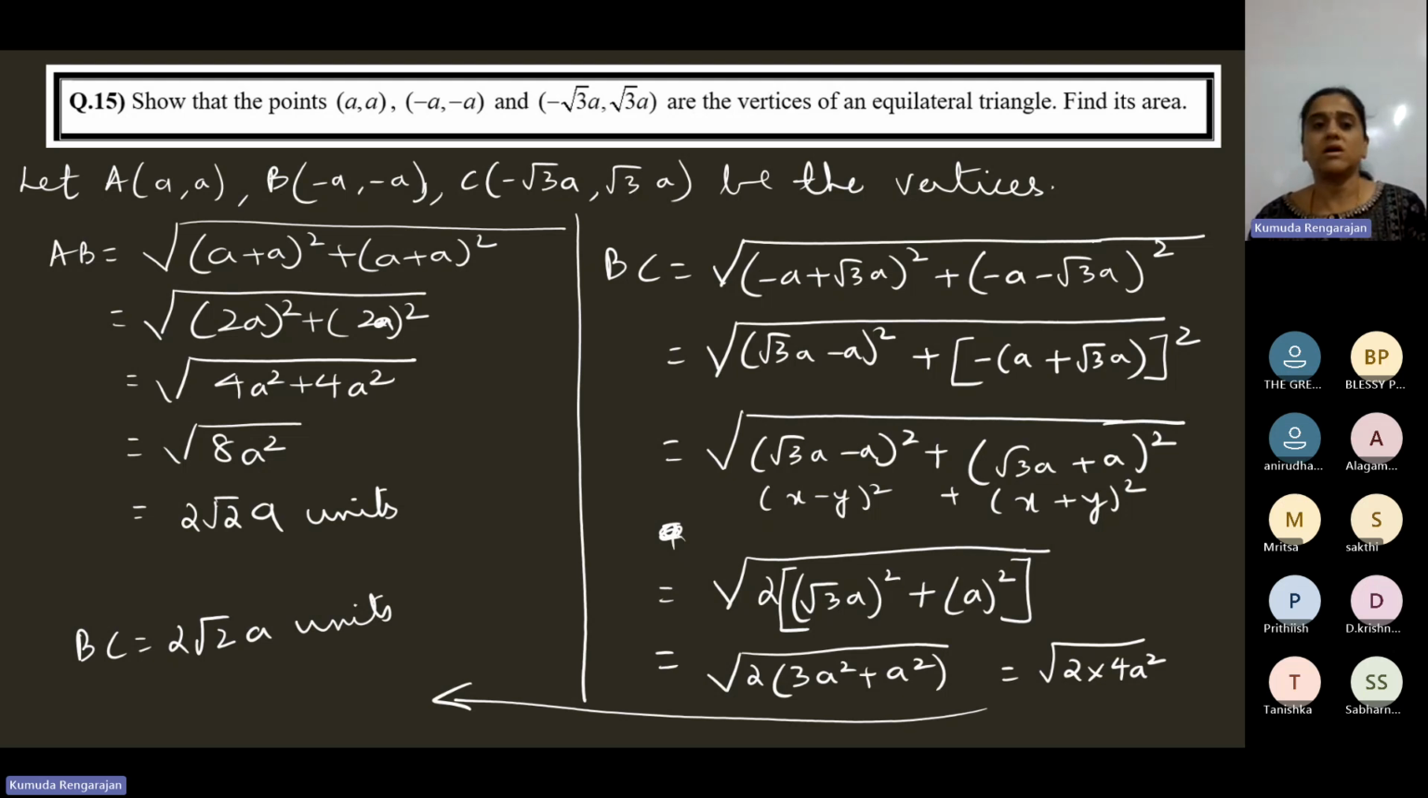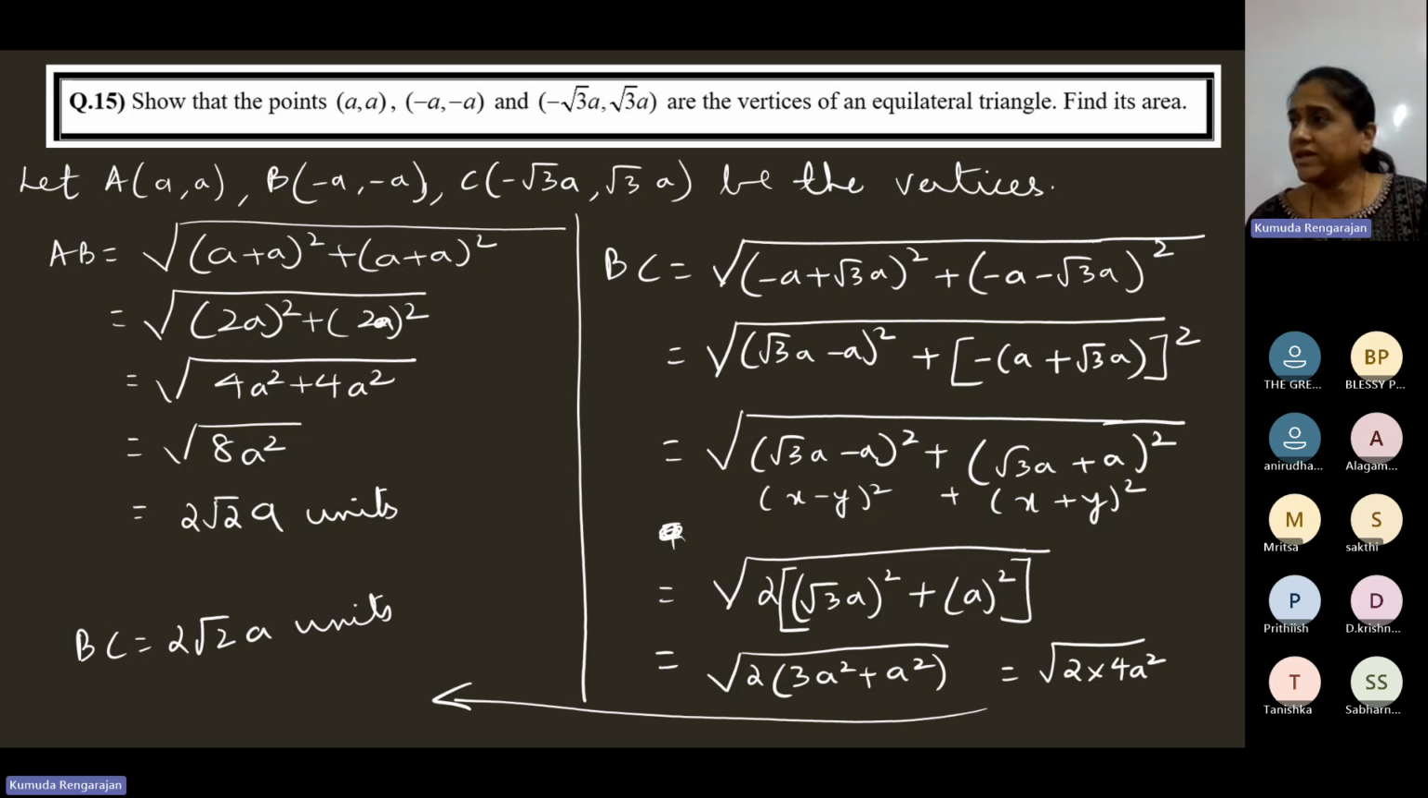So how do you show that they are the vertices of an equilateral triangle? We are given 3 points, right? How do we show that these 3 points are the vertices of an equilateral triangle? Just name the points A, B, C or P, Q, R like we named it ABC. So we find AB, we find BC, we find CA or AC using the distance formula. So everywhere we get 2 root 2a units. So since all the 3 line segments have the same length, the 3 line segments form the sides of an equilateral triangle.